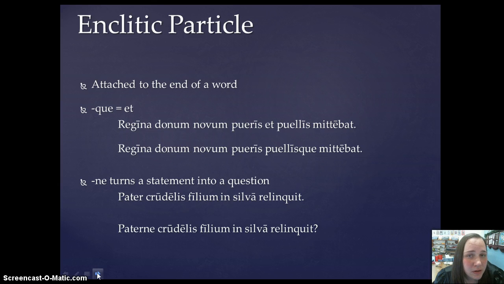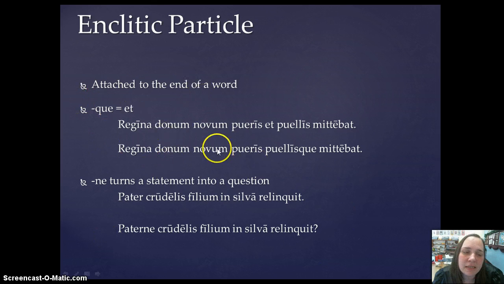There are two enclitic particles that are very, very common, but there are more that are also somewhat common, and we'll learn them throughout the rest of the year. The first enclitic particle that you're going to learn is que, and que translates the same way as et. Okay, so let's consider the following sentence. It's the same sentence, it translates the exact same way, but in one sentence we use et to mean and, and in the second sentence we use que to mean and, okay?